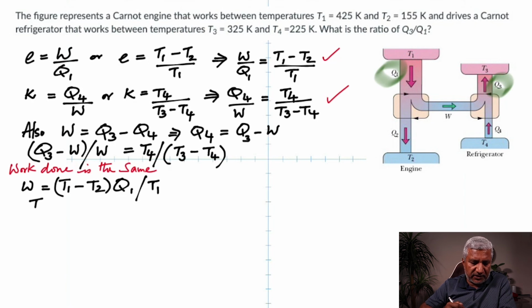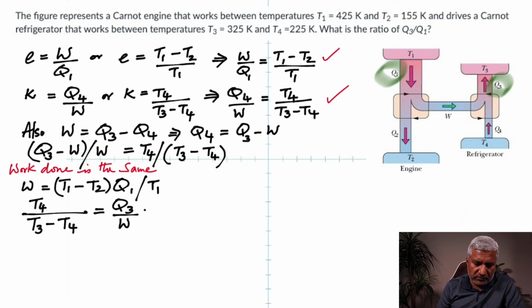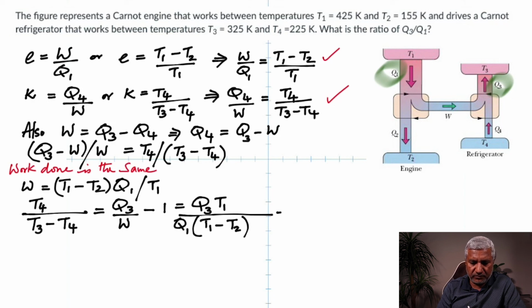Since the work is the same, I'm making the work the subject from that formula. This is the one that I use now. You will get that when you watch carefully later on. Because I have to get the ratio Q3 by Q1. You can do it your way. Finally, I've got it. Q3 by Q1.